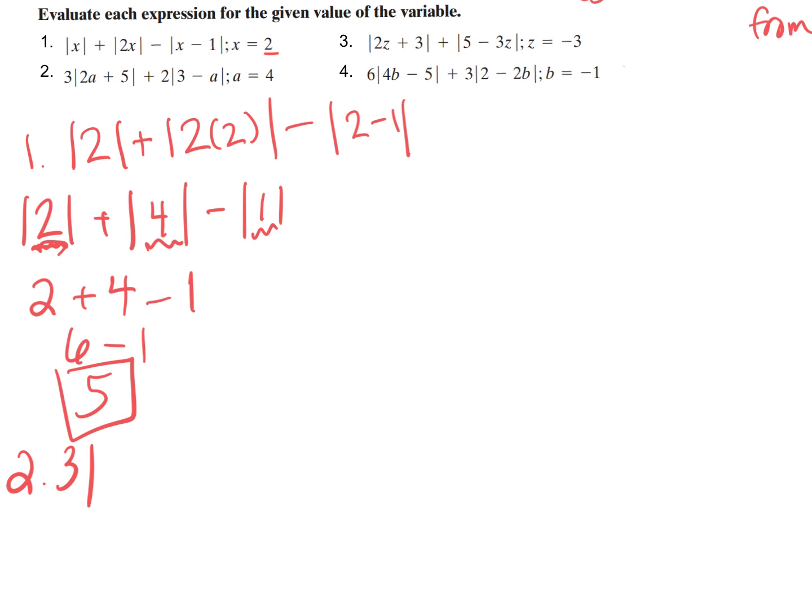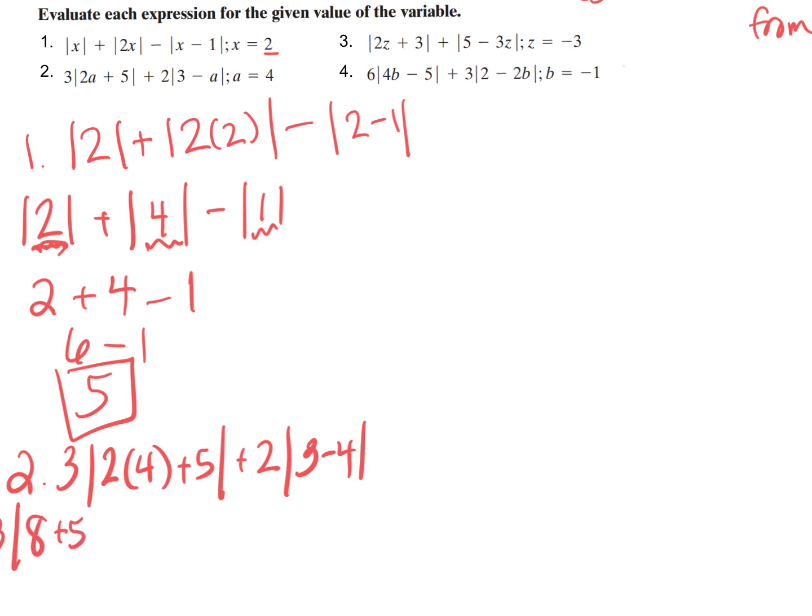3 times the absolute value of 2 times 4. I'm going to go ahead and substitute here. Plus 5. Close that absolute value. Plus 2 times the absolute value of 3 minus 4. I'm going to do what's inside in the absolute value first. I'm going to multiply here. Go ahead and subtract there. I'm going to add 8 plus 5 is 13. And I'm going to bring that one down. And then how far is 13 from 0? It's 13 units. How far is negative 1 from 0? It's 1 unit. And then 39 plus 2 is 41.